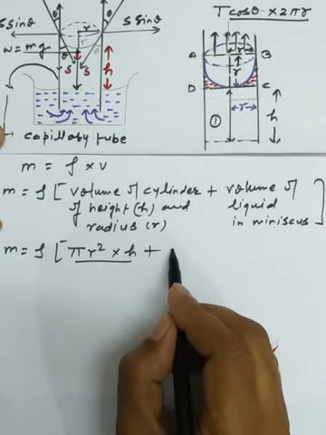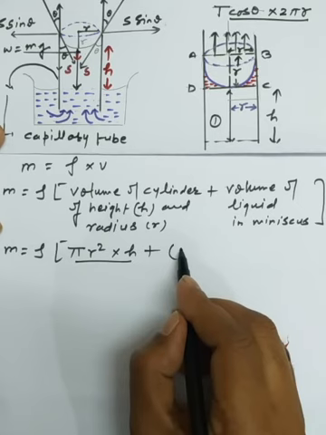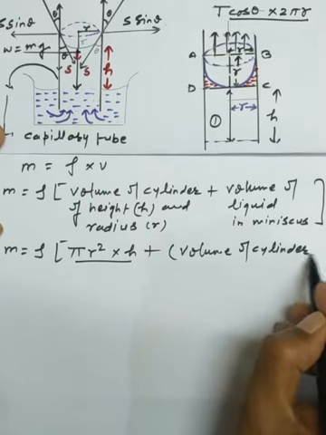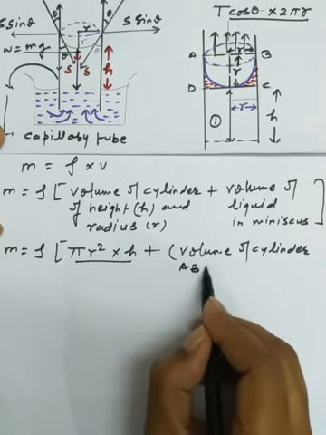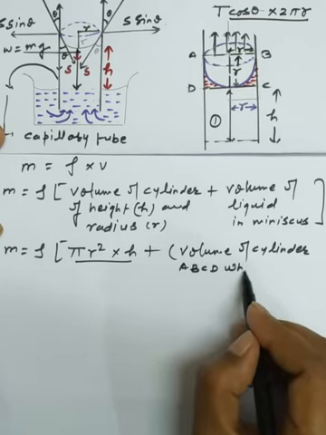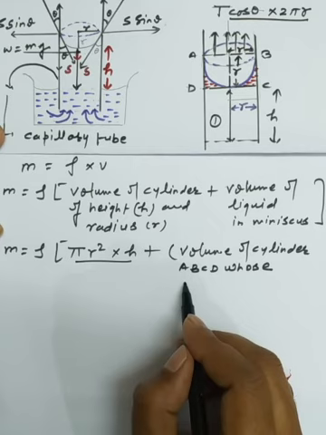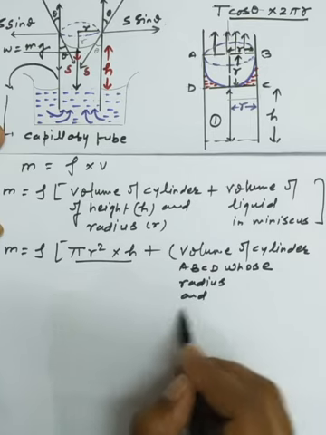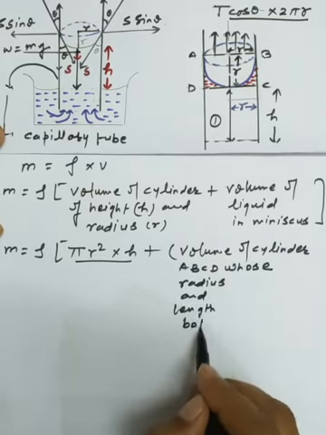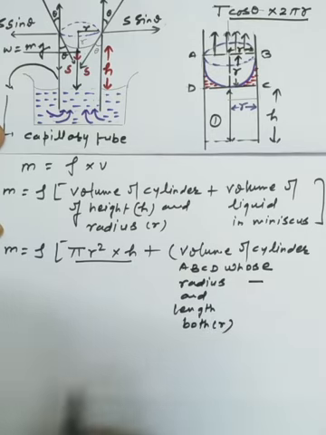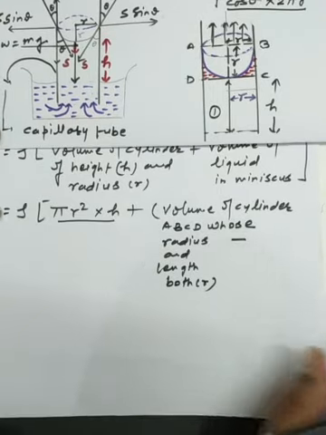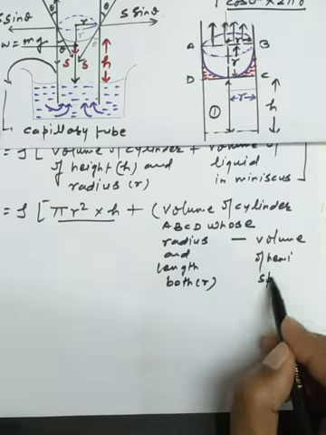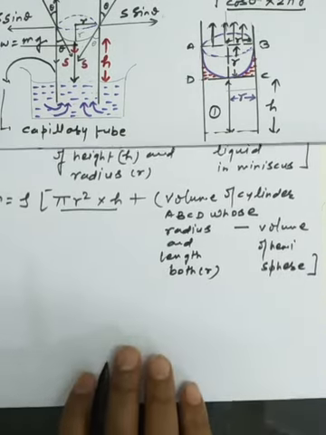So I am writing that plus the volume of cylinder ABCD, whose radius and length are both r, minus the volume of the hemisphere. So this is the consideration we have to take here.